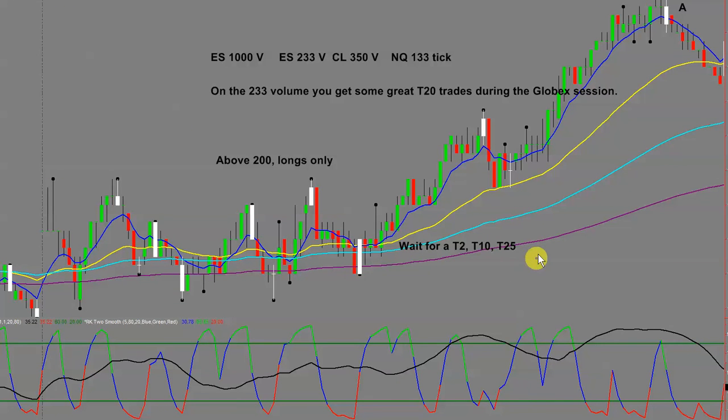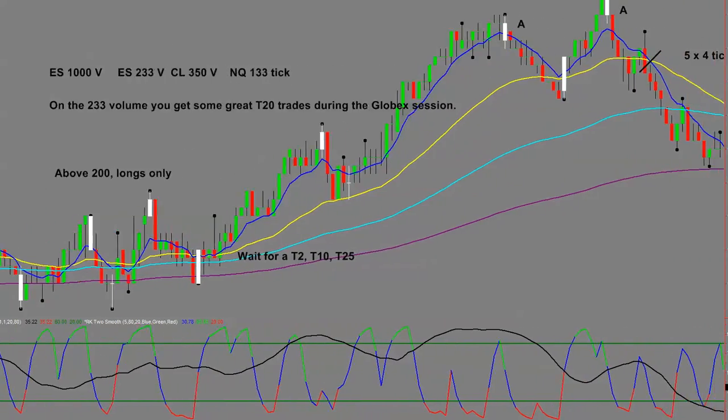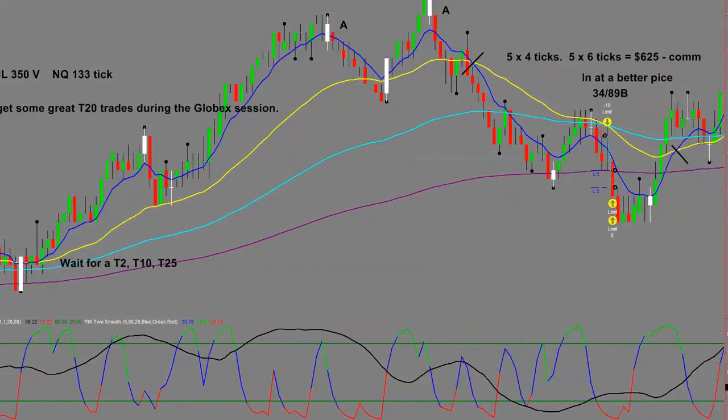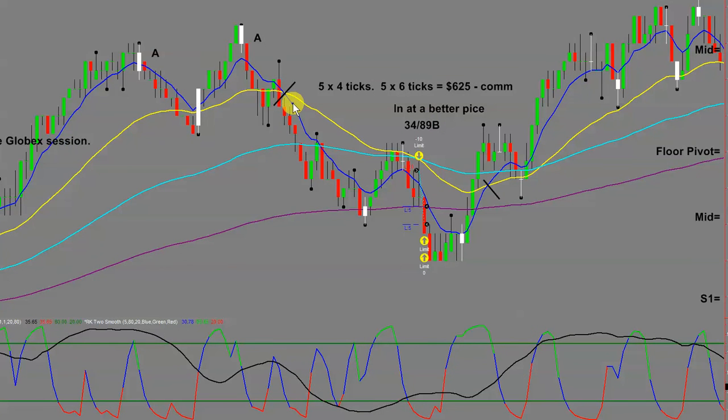when the market closes. Now I want to just mention the T20s. The T20s work really beautifully on the Globex on the ES. So this is really for my US friends: you get home from work, there are some really nice T20 trades, standalone T20s. I love the T20s after hours.